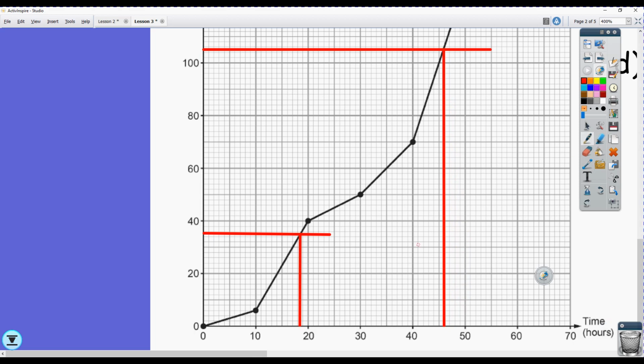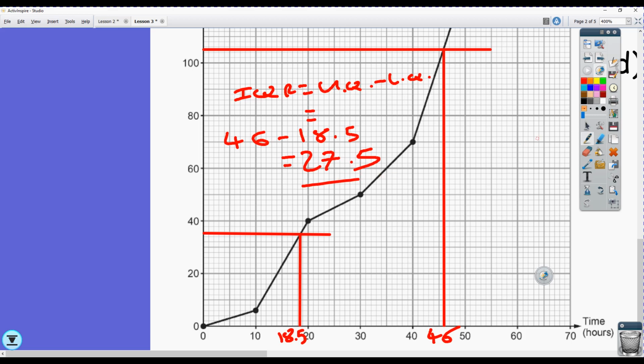Right, so now I can work out the lower quartile and upper quartile. So lower quartile seems to be 15, 16, 17, 18, 18.5 hours, and the upper quartile is 41, not 41, sorry, 46 hours. So the IQR is upper quartile, take away lower quartile. That's going to be 46, take away 18.5, which is going to be, what's that going to be, 27.5 hours. So let me zoom out.